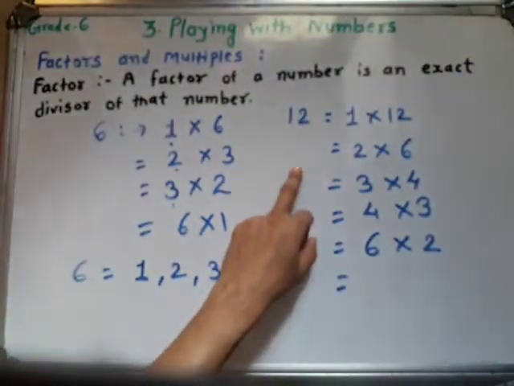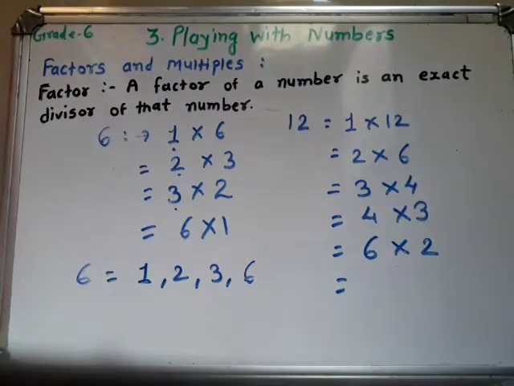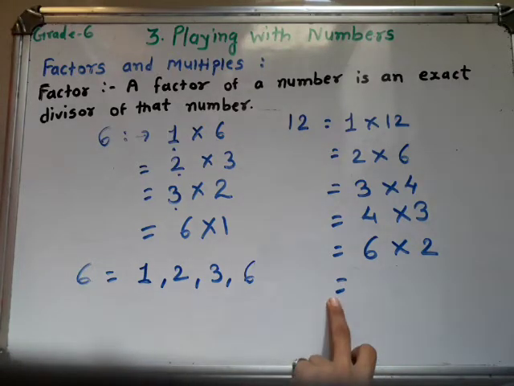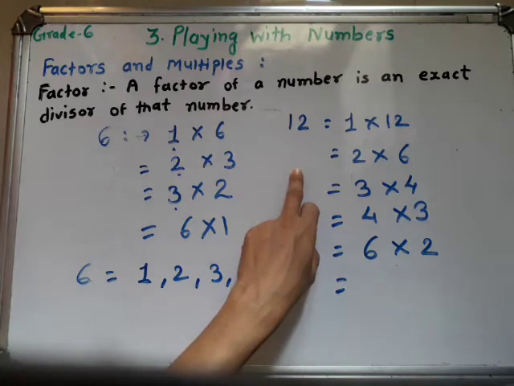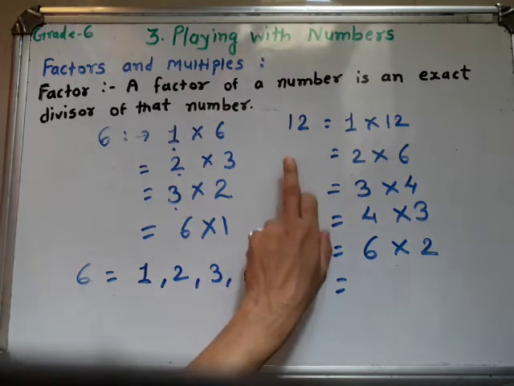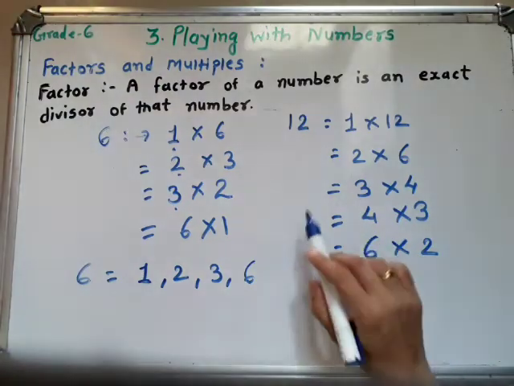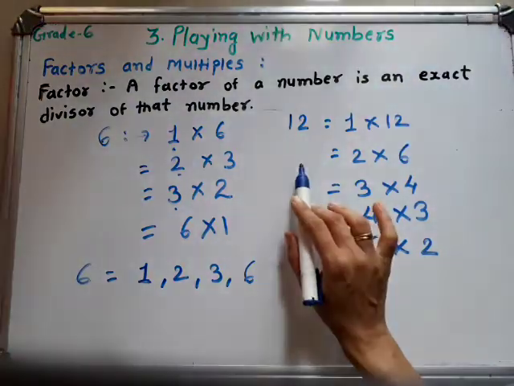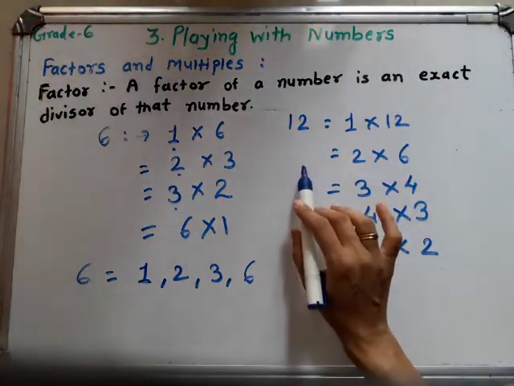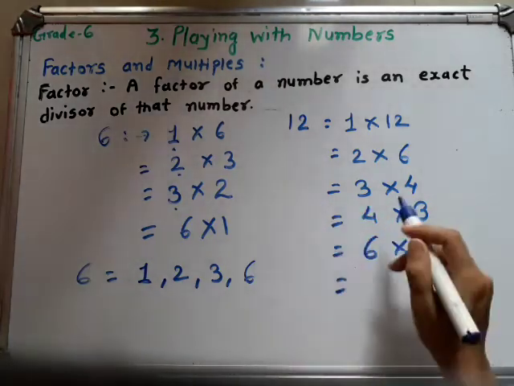Then 8. 8 2s are 16. Again 16 is not 12, so 8 is not a factor of 12. Then 9, 10, 11. These are also not factors of 12, because 12 does not come in their tables. So we cannot divide 12 by 8, 9, 10 and 11. So these are not factors of 12.